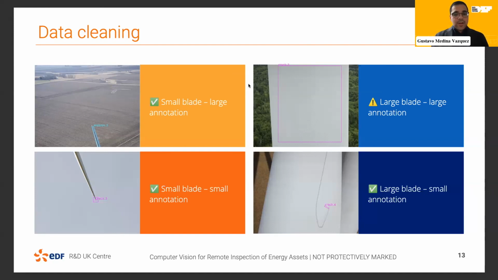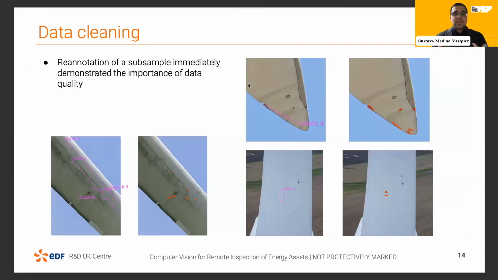And more than that, we even had to do some re-annotation on a subsample of images. And here I'm showing examples of what the original annotations were and our proposed annotations for training the model. And just by running a quick experiment, this immediately showed the importance of data quality because we were able to see a very marked contrast in the performance of our model. So this is just to say that, as in any application, data quality is one of the most important factors determining how well your model can perform.